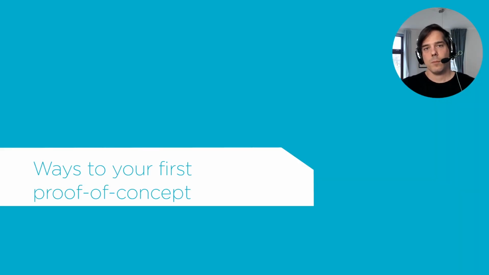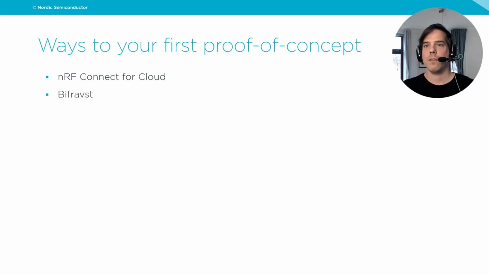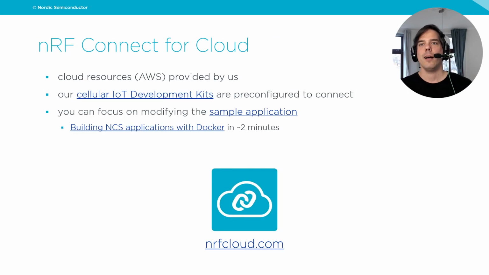So I mentioned prototyping before. We can't stress this enough. At Nordic, we really try to encourage you and make it as easy as possible to get to your first working proof of concept quickly. And there are two tools that I'd like to introduce to you quickly. One is nRF Connect for Cloud, which is a cloud backend where we host the resources. You buy one of our DKs, they come pre-provisioned with a certificate that connects directly to it, but you can also create your own certificates to connect to this cloud endpoint and can totally focus on designing the hardware and getting your feet wet in the hardware design phase.